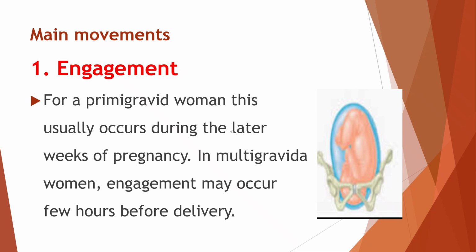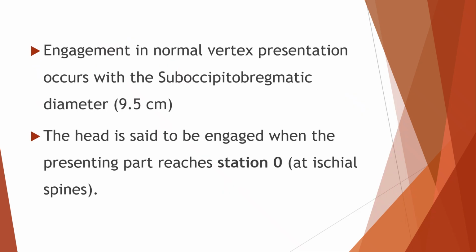Dear students, now let us move to the main movements of the mechanism of labor. The first movement is engagement. Engagement means the baby's head enters the pelvic inlet. In a primigravida mother, this usually happens during the later weeks of pregnancy. But in multigravida mothers, engagement may occur only a few hours before delivery. In a normal vertex presentation, engagement occurs with the suboccipito-bregmatic diameter of the baby's head, which measures about 9.5 centimeters.